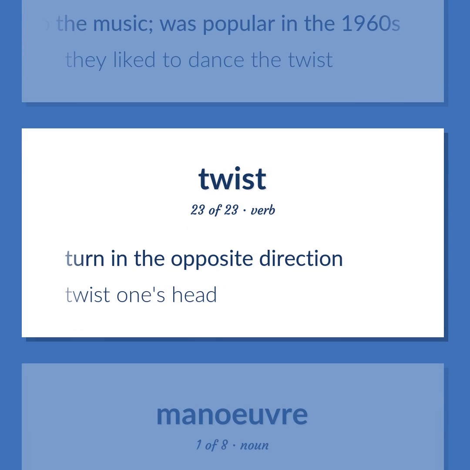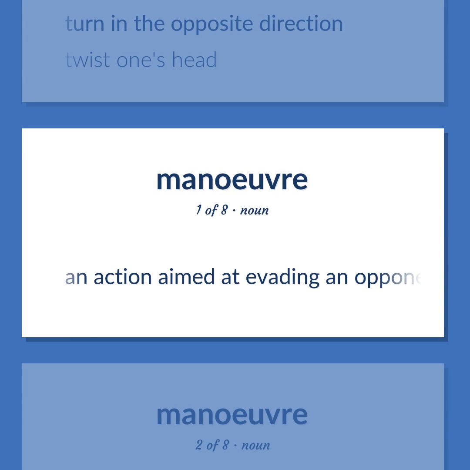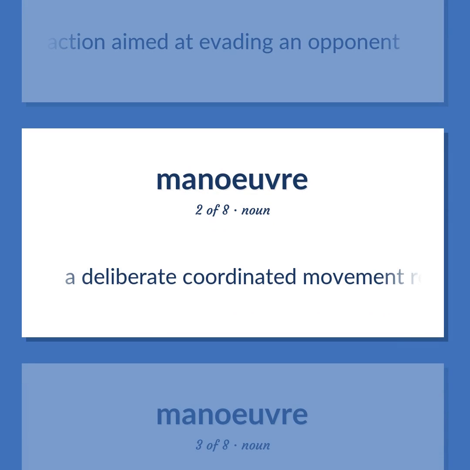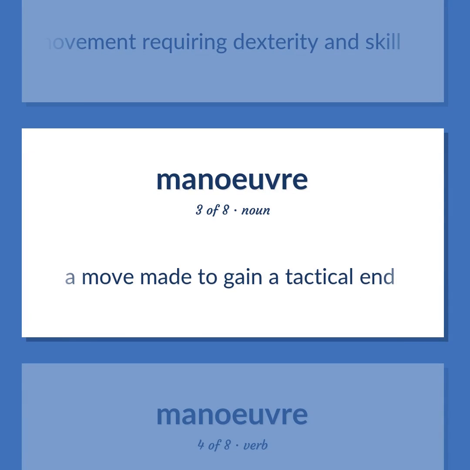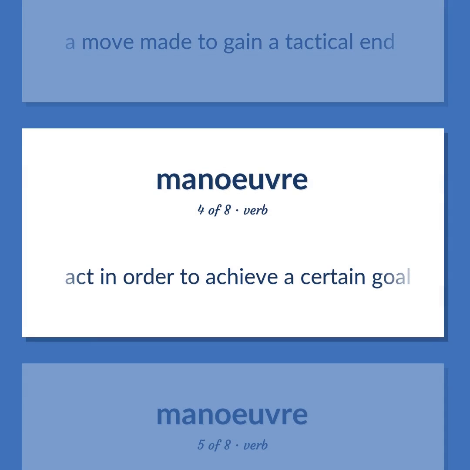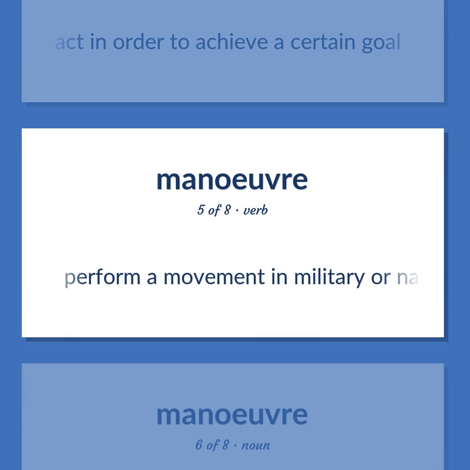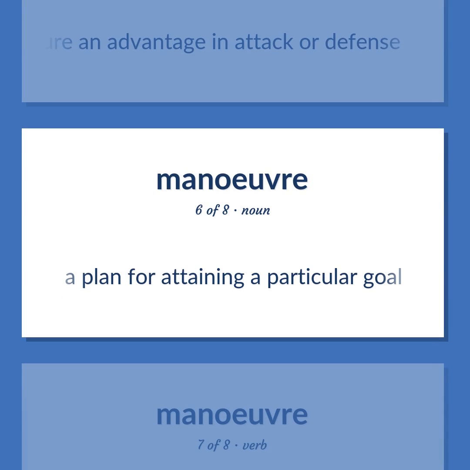Turn in the opposite direction. Twist one's head. An action aimed at evading an opponent. A deliberate coordinated movement requiring dexterity and skill. A move made to gain a tactical end. Act in order to achieve a certain goal. Perform a movement in military or naval tactics in order to secure an advantage in attack or defense. A plan for attaining a particular goal.